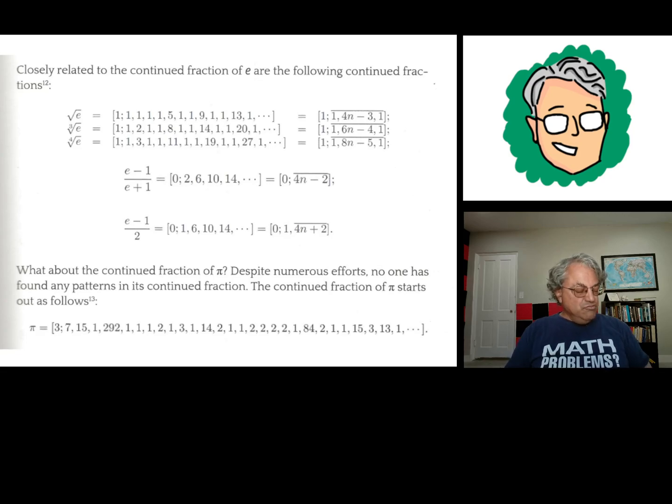I guess it's a little bit unusual. You get this big coefficient, 292, for the fifth one. That's pretty rare, that you get coefficients that big, but not impossible. I guess it's just kind of a coincidence that you happen to get such a big one early on. But there's another pretty big one later, 84. Eventually, if you go long enough, you'll find coefficients as big as you want. So nothing special about the continued fraction of pi, as far as anybody can tell.